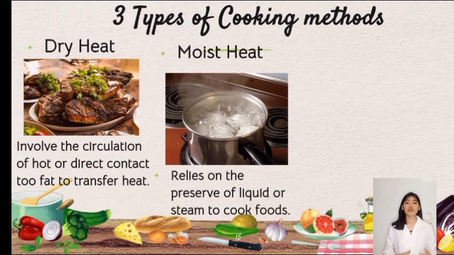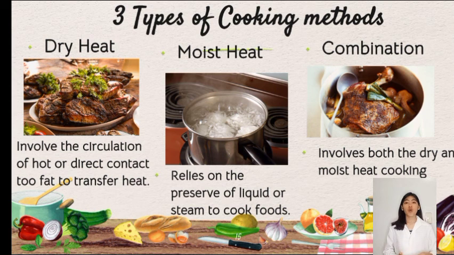Second is the moist heat cooking method. It relies on the presence of liquid or steam to cook foods. That liquid can be water, broth, wine, or juice. Moist heat cooking methods preserve and even add moisture to the food, unlike dry heat cooking methods. Moist heat cooking methods will not produce a brown crust, but they are excellent at softening the tough fibers in food. And then, lastly, we have the combination method of cooking, which involves both dry and moist heat cooking.